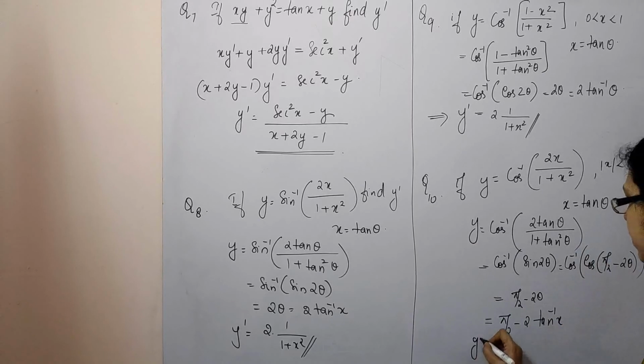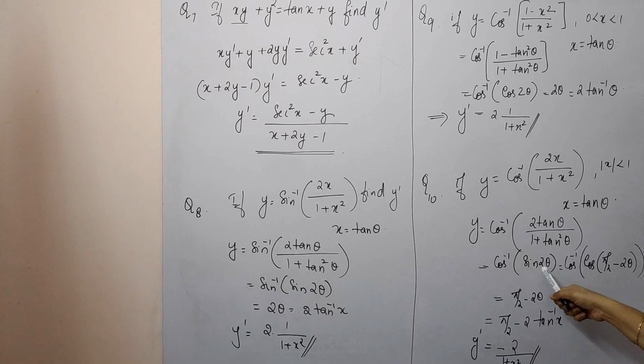Now I find the derivative. y dash is equal to derivative of pi by 2, which is a constant, is 0, minus 2 by 1 plus x squared. Am I clear? So I have converted sine 2 theta into cos of pi by 2 minus 2 theta. That's the only thing I have extra done here. Am I clear?